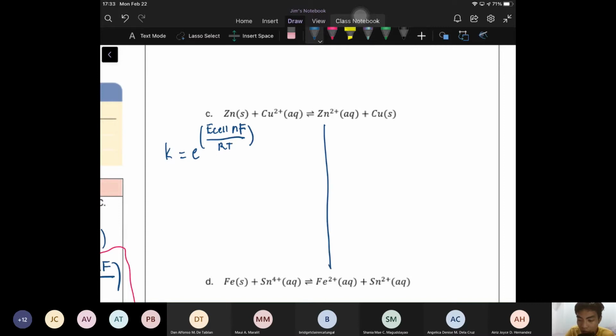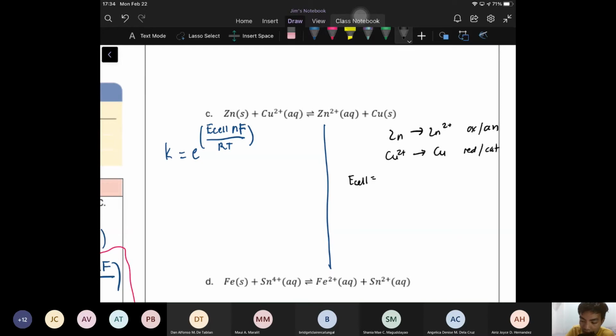Sino yung cathode? Sino yung anode? Mental na lang. Hindi ko na i-mental para ma-count din natin yung number of moles of electron. Okay? So, sino yung cathode? Sino yung anode? Obviously, yung zinc, ito yung oxidation. Hence, ito yung anode. Okay? What happened is yung kanyang charge ay tumaas na, yung kanyang oxidation number. Si copper naman, bumaba yung oxidation number niya. So, ito yung reduction. Hence, ito yung nasa cathode.